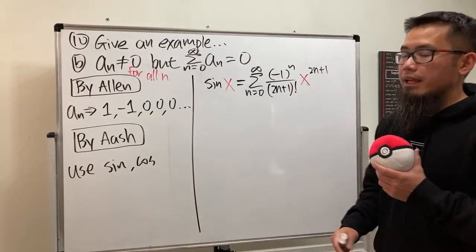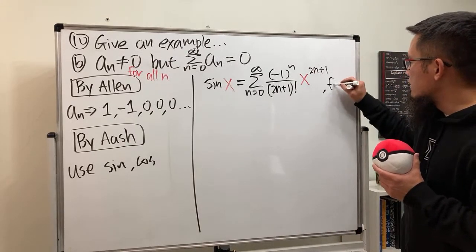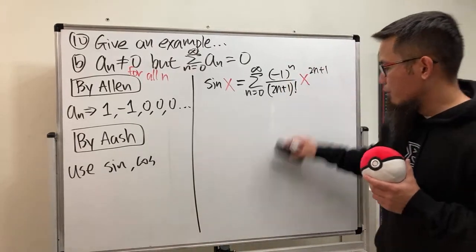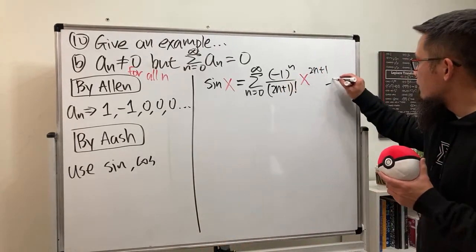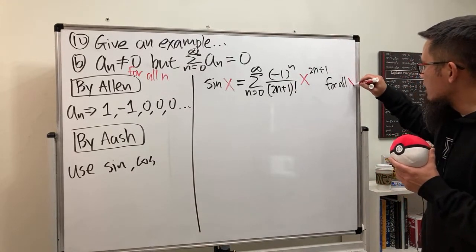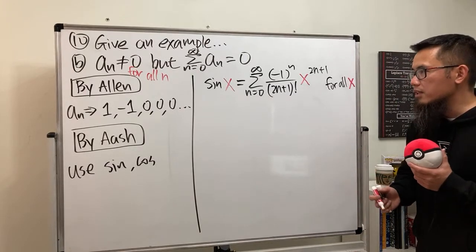Plus 1. And the best thing about this is that you can use it for all x. Yeah, I spelled it wrong. This right here is true for any x values. And this is just another way to say the interval of convergence is going from negative infinity to positive infinity.